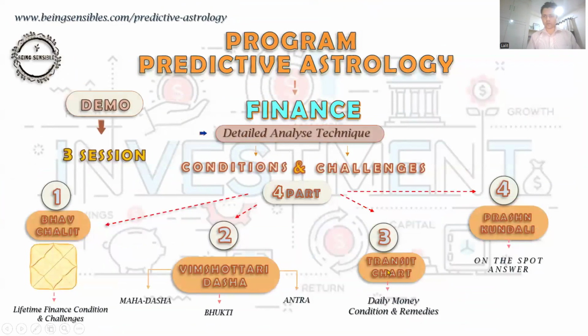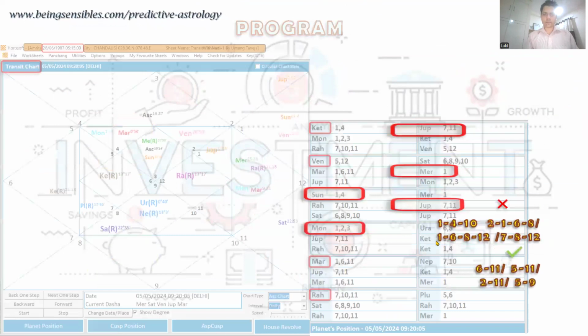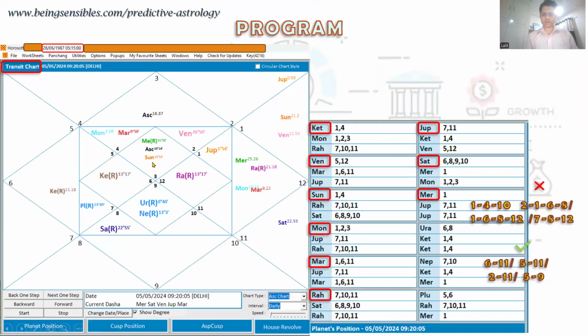Now come to the third and fourth part, which is telling you about a transit chart and a person only. So I am picking a transit chart, and how to assess the transit chart for financial challenges. Here I take up this screenshot on 5 May 2025 at 9:20 in the morning.